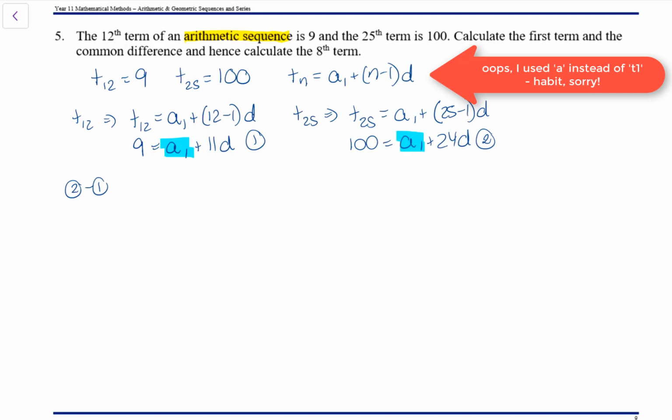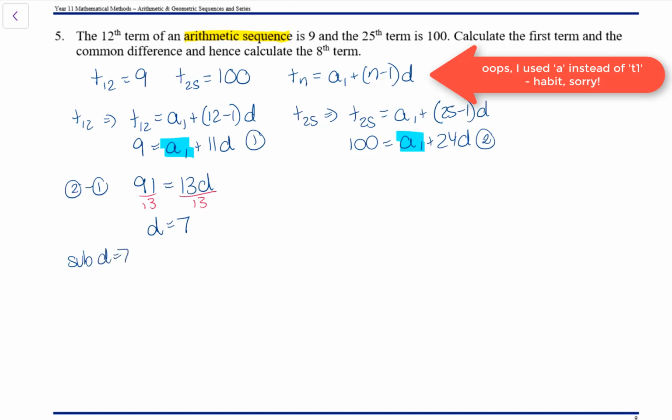So if I subtract, I'm going to get rid of that. 100 minus 9 is 91. My a1's go. 24 minus 11 is going to be 13d. Divide both sides by 13. So d is going to be 91 divided by 13, which is 7. So I've got my common difference.